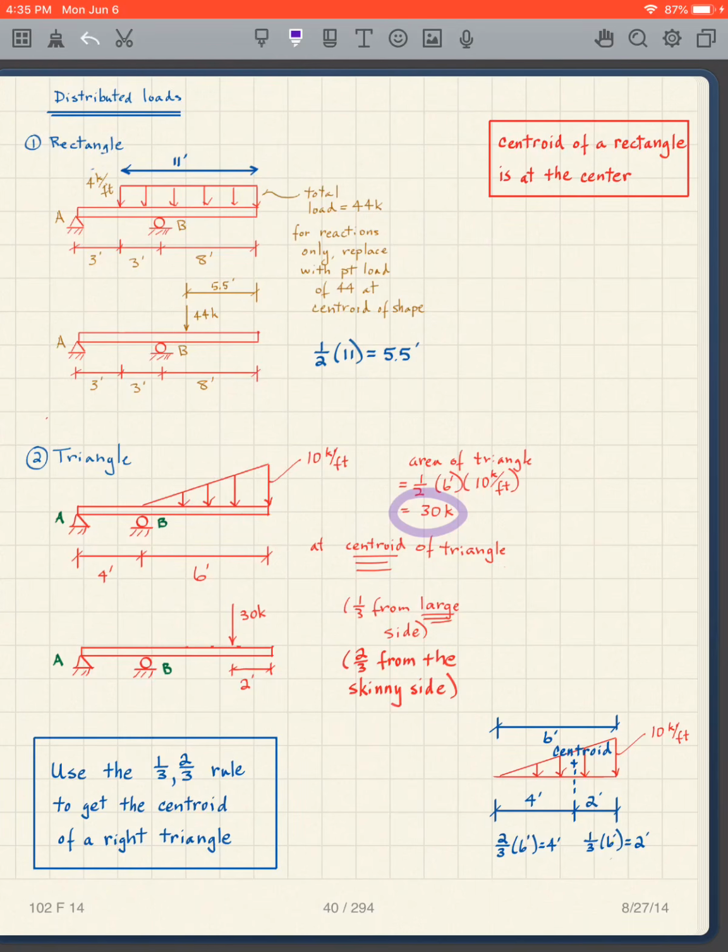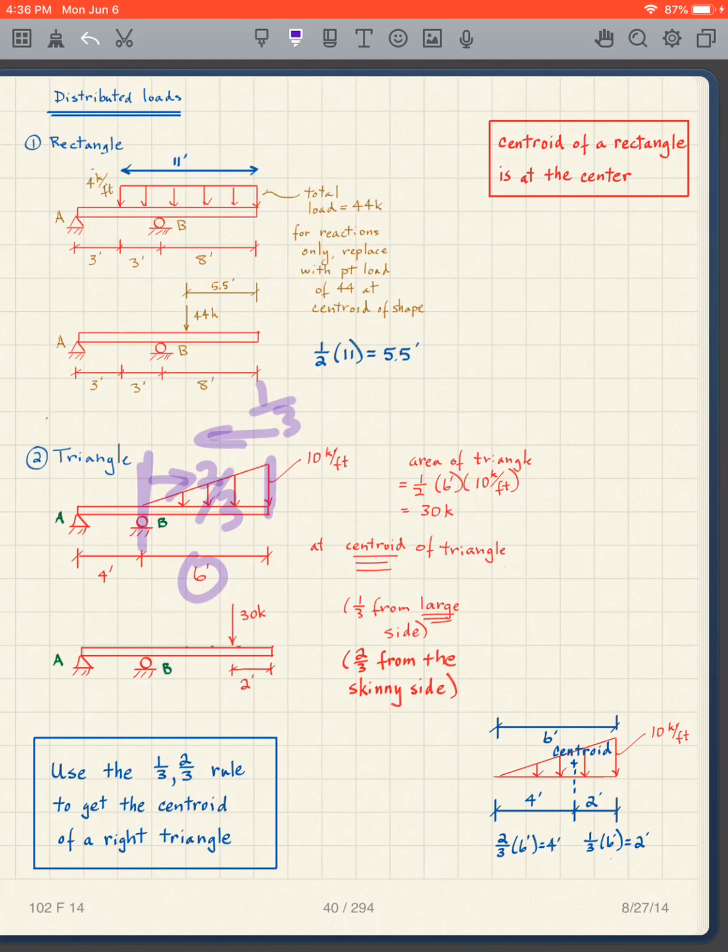Where do I put it? Well, you may or may not have learned, but I'll tell you where the centroid of a triangle is. So I need to find the centroid of that triangle. It's not hard. Other people have done it, but we use what was called the 1/3, 2/3 rule. So 1/3, 2/3. It's 1/3 from the large side, 2/3 from the skinny side of this triangle. So this is the large side, and I go in 1/3 that way. Or this is the skinny side, and I go 2/3 in that way.